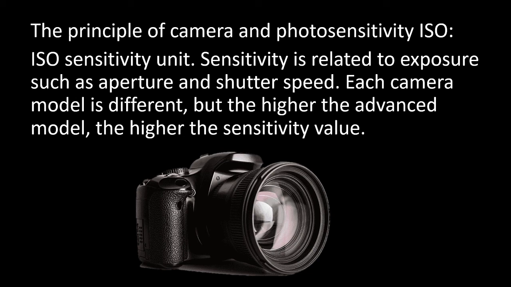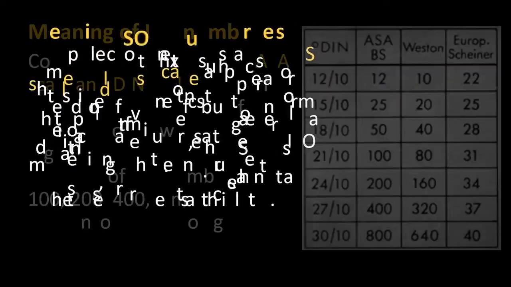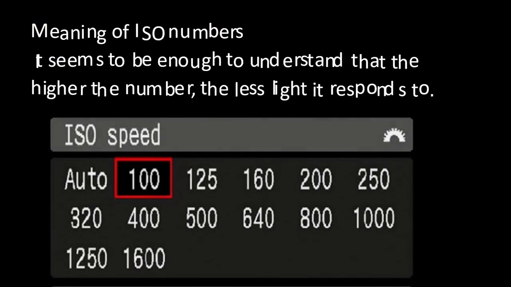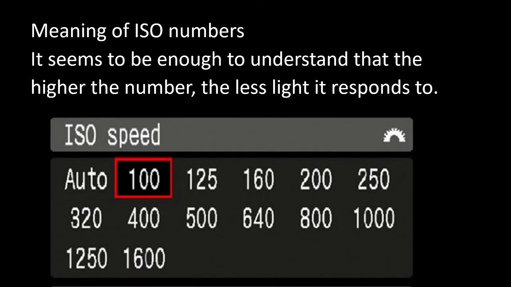Each camera model is different, but the higher the advanced model, the higher the sensitivity value. Meaning of ISO numbers. Complex contents such as the ASA scale and DIN scale appear for the above, but from the point of view of a general digital camera user, the meaning of the numbers is this: ISO 100, 200, 400 means how the sensor reacts to light. It seems to be enough to understand that the higher the number, the more it responds to light.